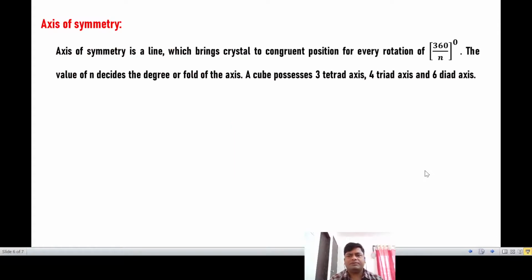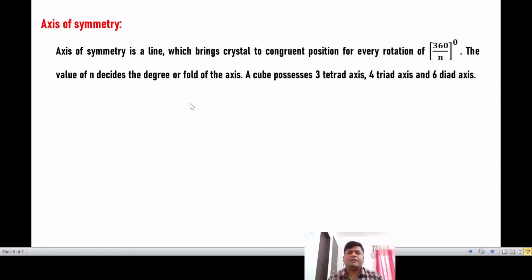Coming to the axis of symmetry, first of all it is a line. If we perform the axis of symmetry operation around this line, the operation brings the crystal to the congruent position for every rotation of 360 divided by n degrees. If we rotate the crystal around this axis by 360 divided by n degrees, the crystal comes to its congruent position or initial state. This is the axis of symmetry.